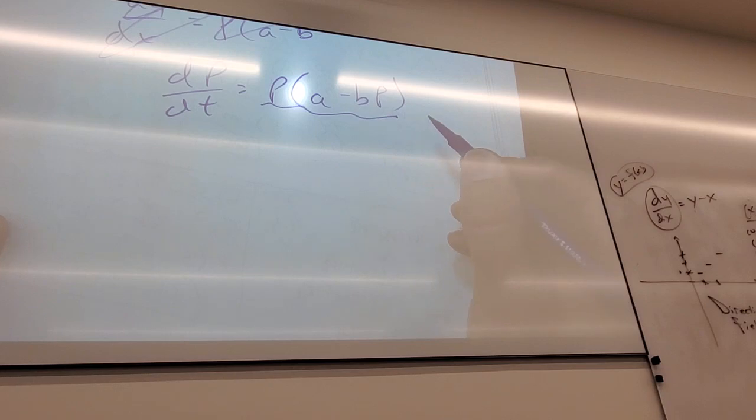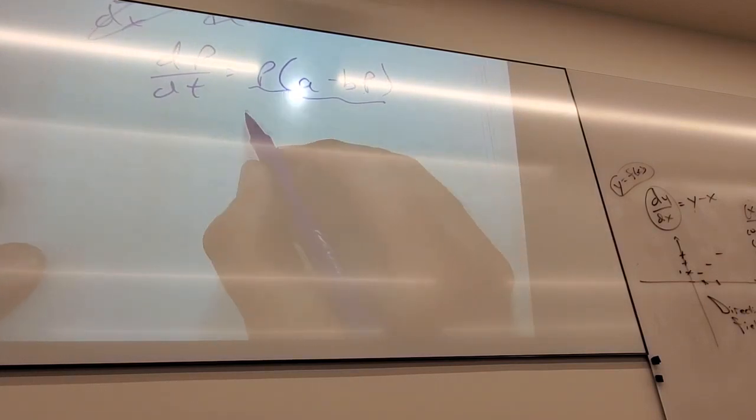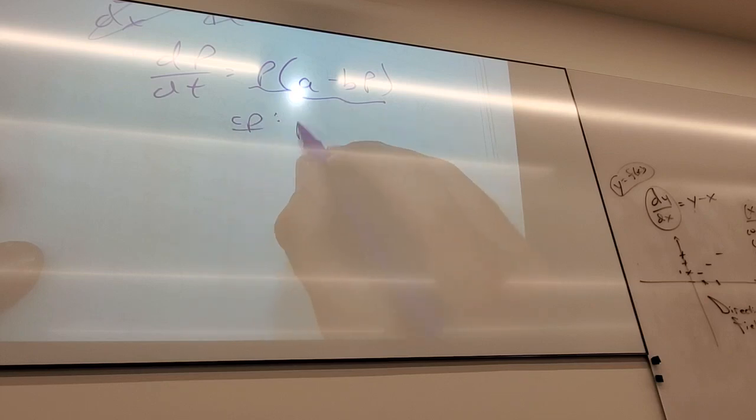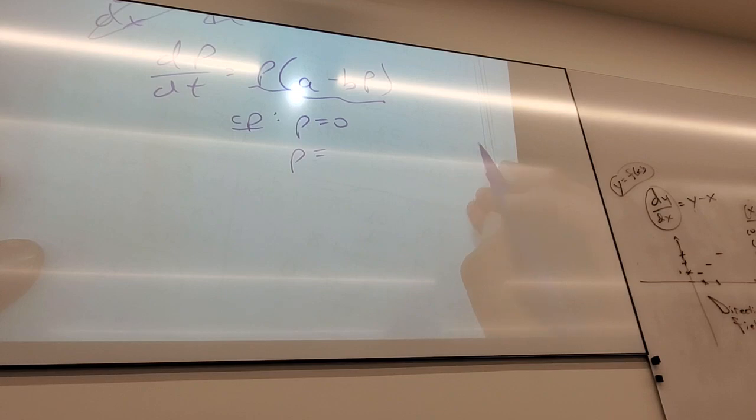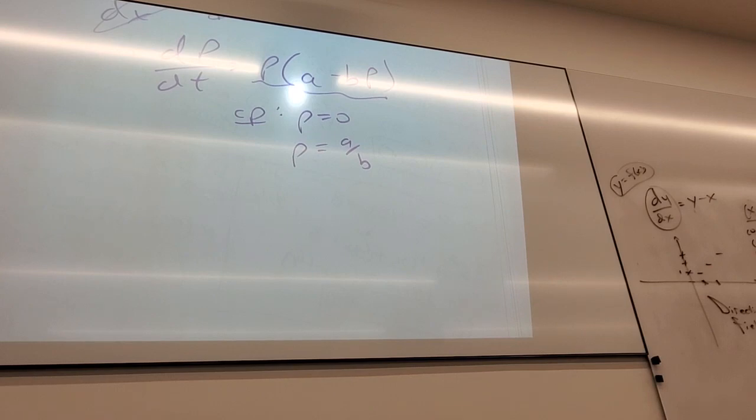Critical points. Now this is exciting because there are no numbers, but we're in differential equations. What's one critical point? P equals 0. What's the other critical point? A over B. I love it. Just make each factor 0, correct? Can you take a moment and create a phase portrait, please?